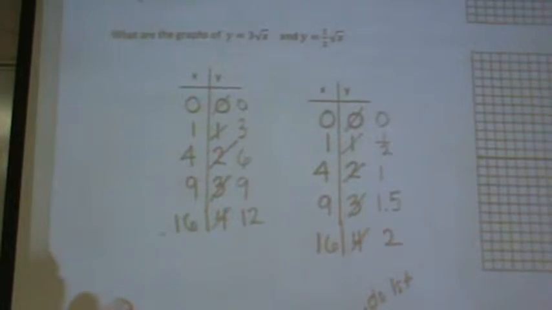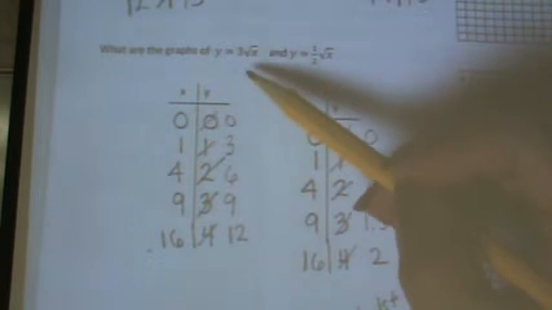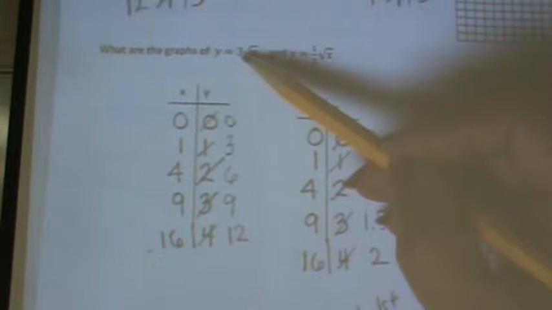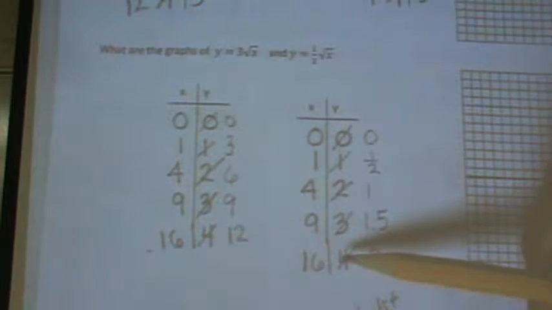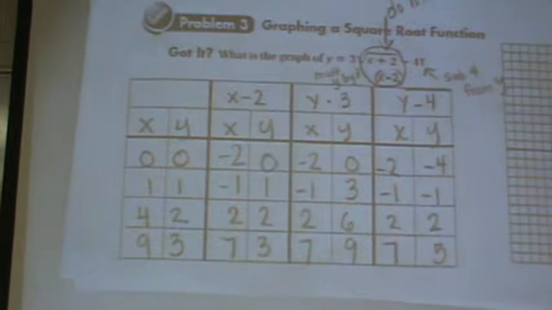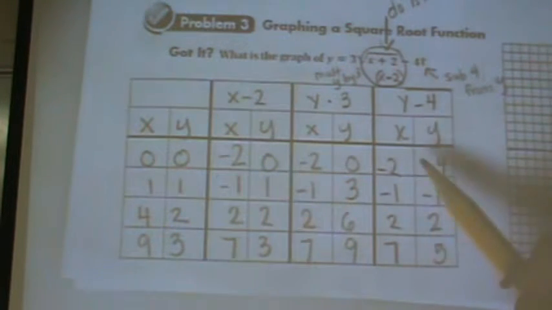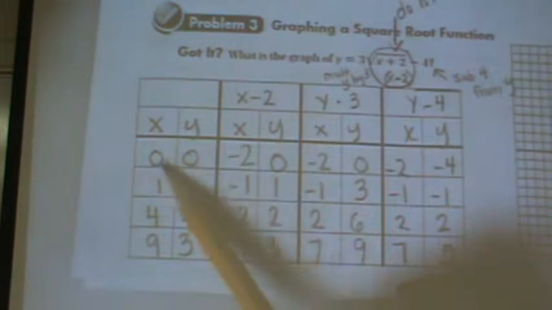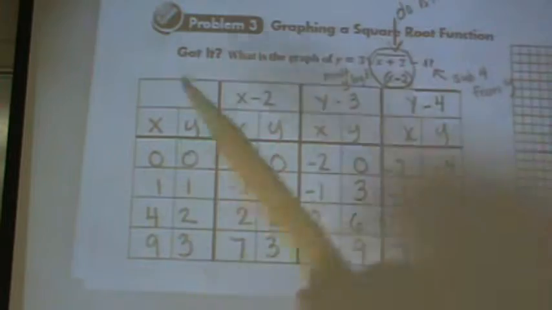Then we did this. What happens when there's a number in front of the radical? You will multiply. This is going to stretch your graph vertically. You're going to multiply the y value by whatever that number is. So then we put it all together. What happens when you have all 3 combinations? What are you going to do first? You're going to take your parent function, which is (0, 0), (1, 1), (4, 2), (9, 3). This is the parent.